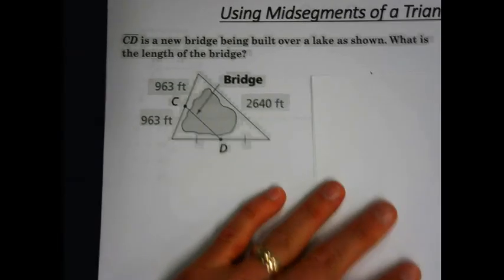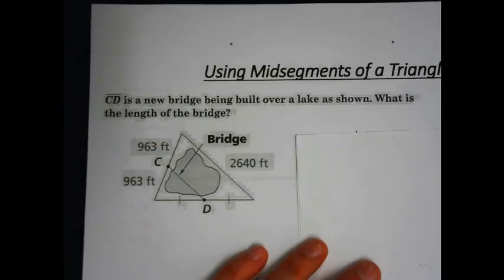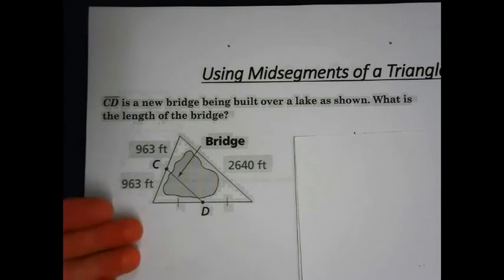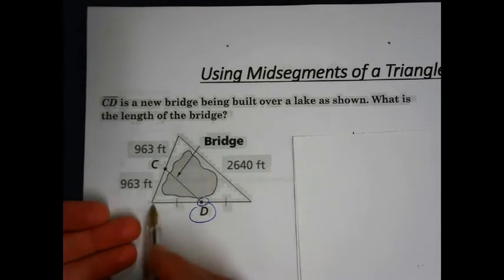So speaking of bridge building, here's another example. CD is a new bridge being built over a lake as shown. What's the length of the bridge? Okay, so take a look at what's happening. In this diagram, we have a length here. So someone clearly drew a triangle such that D here is a midpoint.